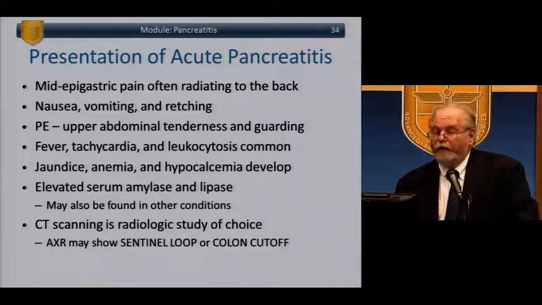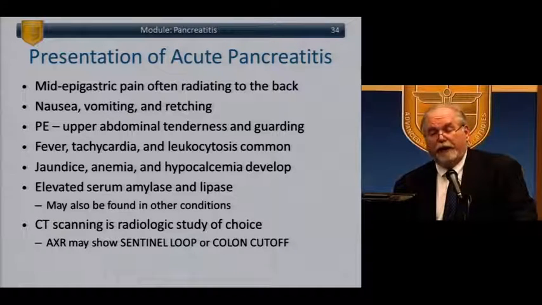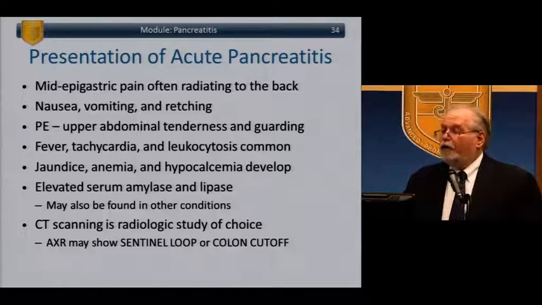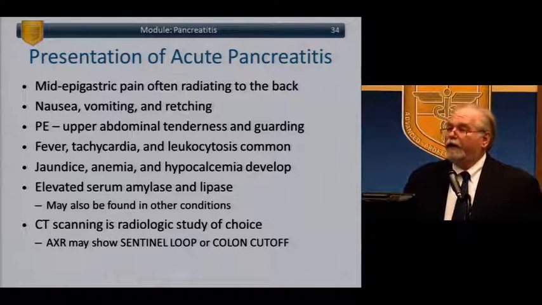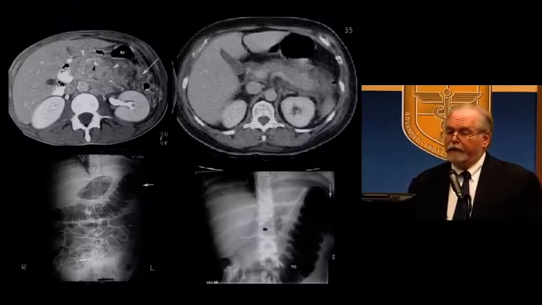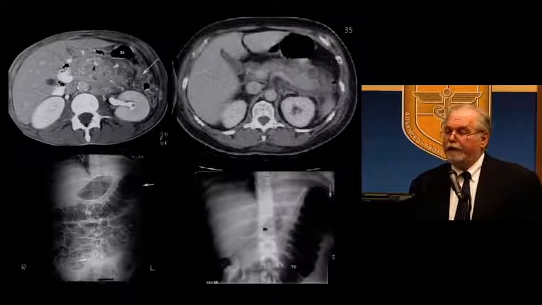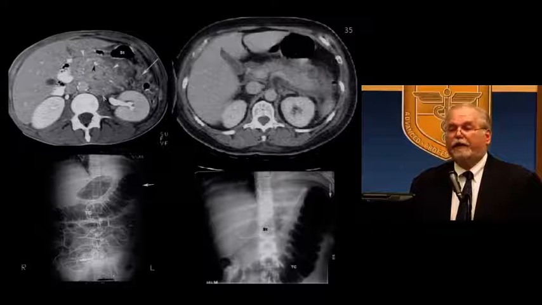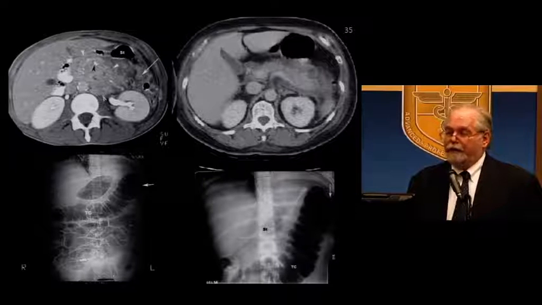It's diagnosed with an elevated serum amylase and lipase, but that can also be found in other conditions. CAT scanning is the study of choice. An abdominal x-ray may show either a sentinel loop or a colon cutoff sign representing a local area of ileus. And here we see the boggy, swollen pancreas. Here we can see an ileus, colon cutoff sign representing inflammation in the retroperitoneum and the lesser sac.